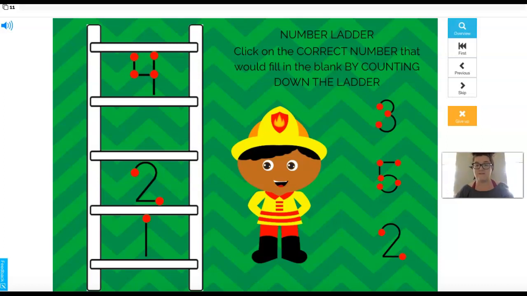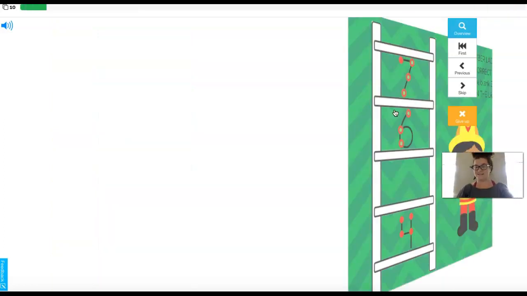So I have this cute little fireman, and we have to click on the correct number that would fill in the blank by counting down the ladder. So we start at the top. 4, blank, 2, 1. What would go in this space if I'm counting down the ladder? 3, that's right.